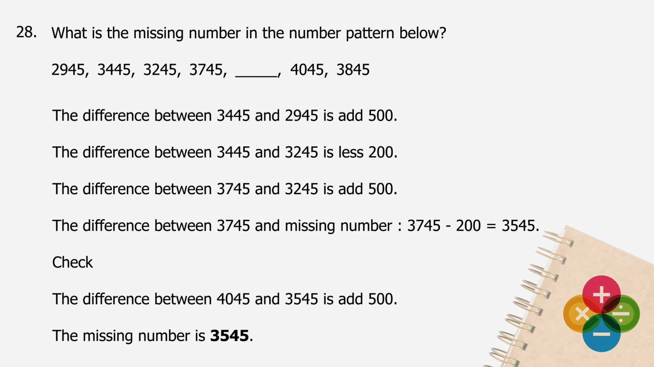Let us do a check on the answer. The difference between 4045 and 3545 is, add 500. The missing number is 3545.